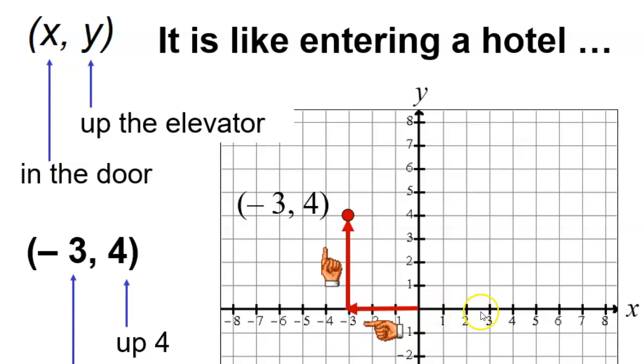So minus 3 means, from the origin, and by the way, always moving from the origin, make a note of that, and then minus 3: 3 units to the left, and then 4 up.